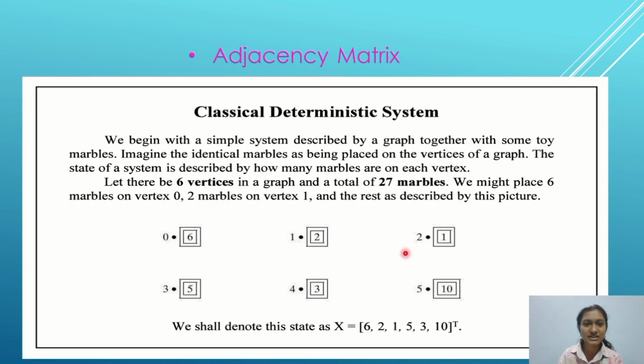So, adjacency matrix: an example is given here of a classical deterministic system. It is saying that we have a total of 27 marbles and there are 6 vertices. We can also call them indices. We might keep 6 marbles on index 0, 2 marbles on index 1, 1 marble on index 2, and so on. So this state can be simply denoted like this.